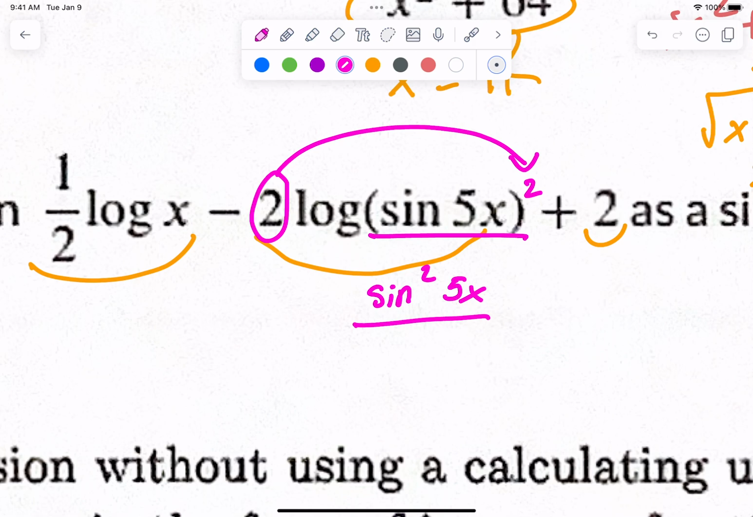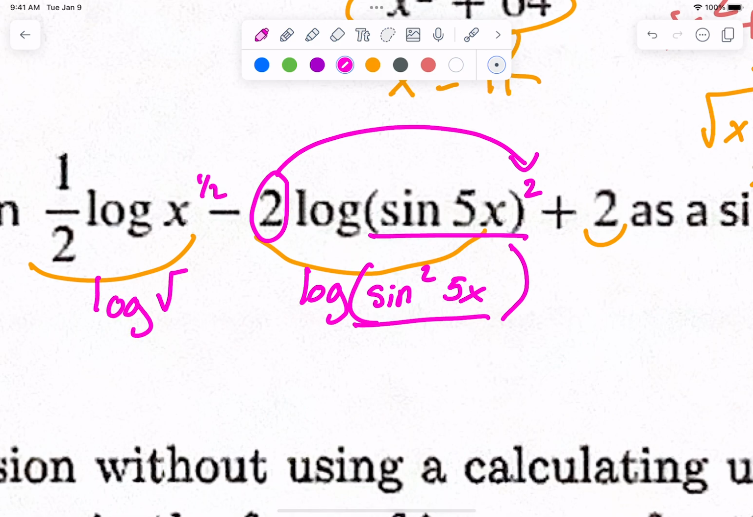Wait, so do we move the half to the back? Yes, we can move the half to the back. This is 1/2, but what does the 1/2 power mean? The square root of x. Wait, I thought we moved the 2 to the back, so why did it become sine 2 to the 5x?